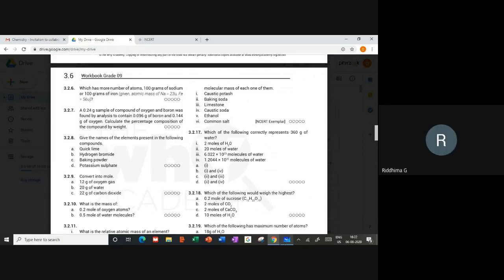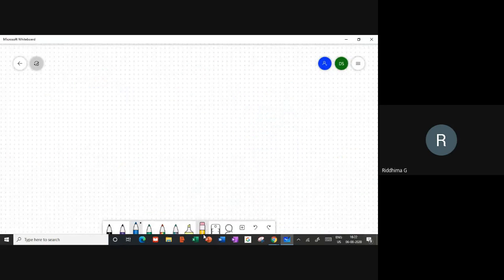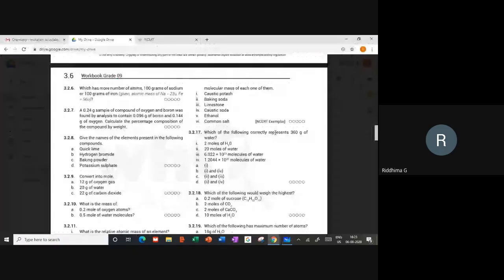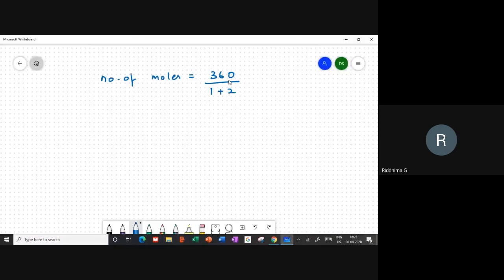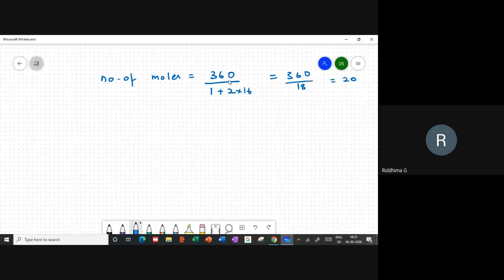Acha. So for this, basically you do this. Number of moles is equal to given mass, which is 360, correct? 360 gram of water, and since it's water, it will be 1 plus 2 into 16, or basically 18. 360 by 18, correct? So this will give you 20 moles.